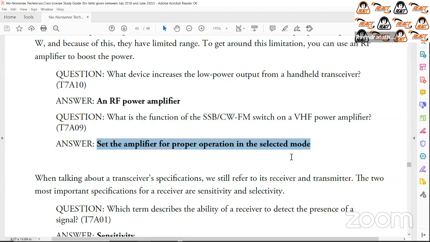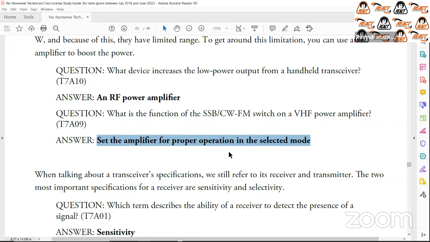Remember, we had said that an SSB signal is a little bit choppy, on and off, as opposed to FM, which is continuous. Well, you need to tell your amplifier it's an SSB signal so it doesn't start and stop with the SSB signal. You want to make sure that it knows that it's an SSB mode signal that is coming into the amplifier, so it will amplify it properly. So the answer is, it is to set the amplifier for proper operation of the selected mode. If you're using the amplifier for FM mode, make sure it's set to FM. If you're using the amplifier for SSB mode, make sure it's set to that setting.